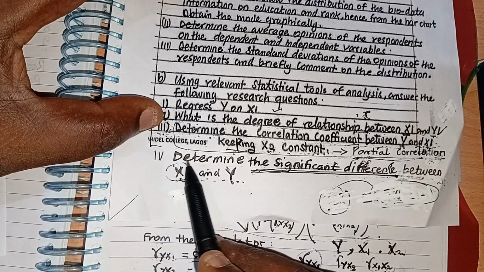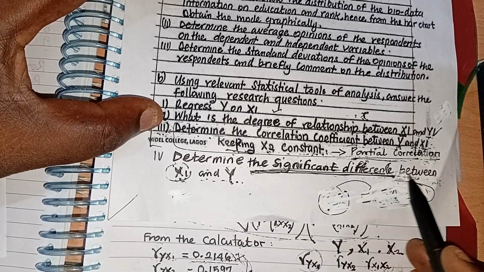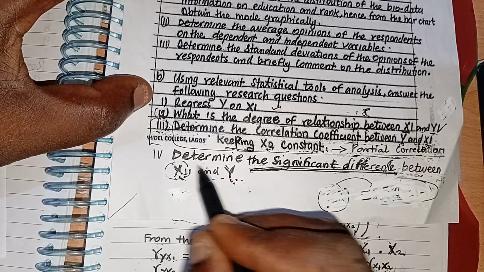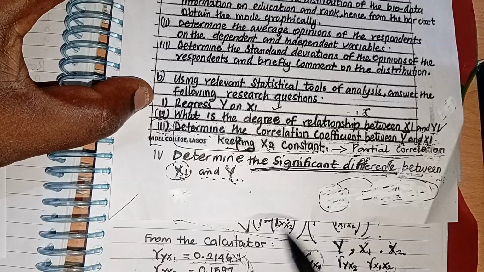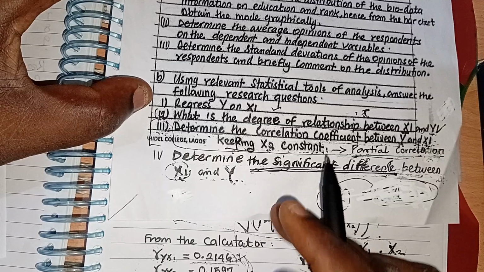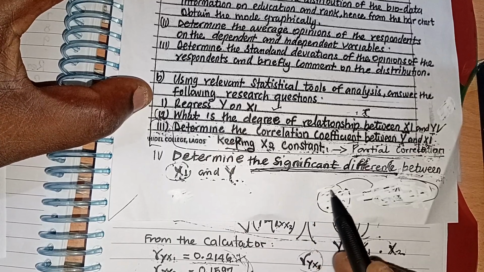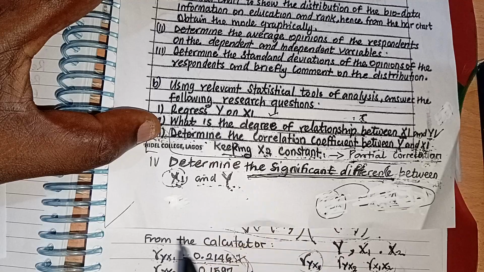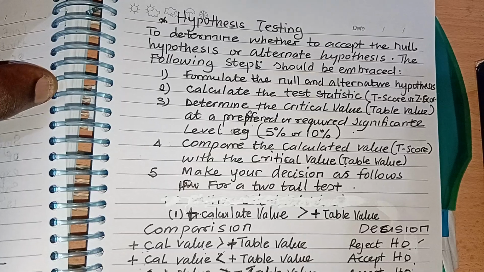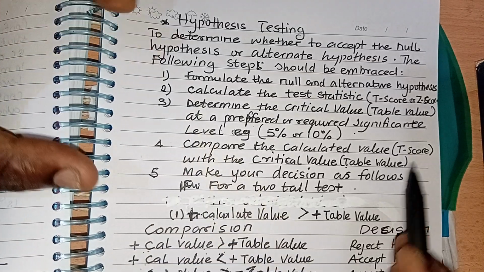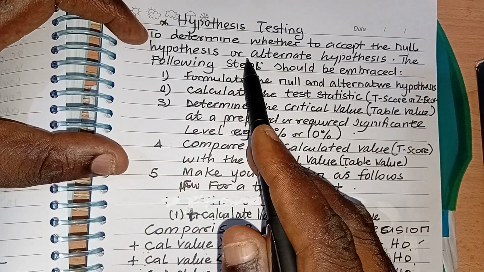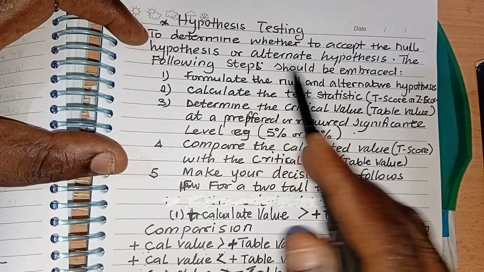Then the next aspect is to determine the significant difference between x1 and y1. When you see a question on this, this talks about significant difference between variables. In this case, you are going to form a hypothesis test. To form the hypothesis test, you will follow these steps. Look at the steps to be followed, I'm going to explain it, to determine whether to accept the null hypothesis or the alternative hypothesis.